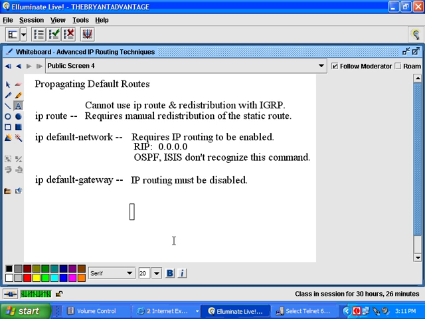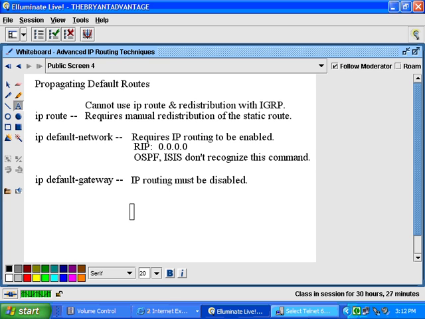Now granted, you don't run into that scenario too often either. And outside of your CCNP exams, you may never see it. But you could be in a situation where IP routing for some reason is disabled, but you can still set a default gateway, a gateway of last resort. But that's where you have to use the IP default gateway command.